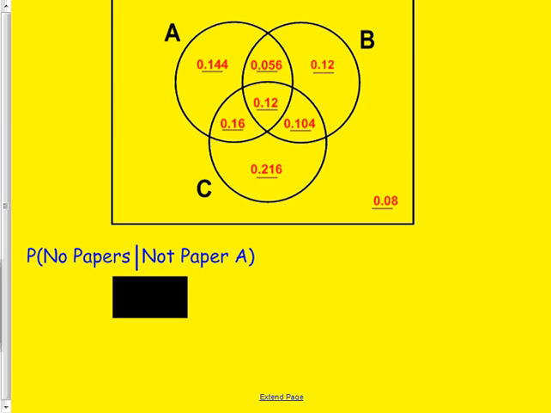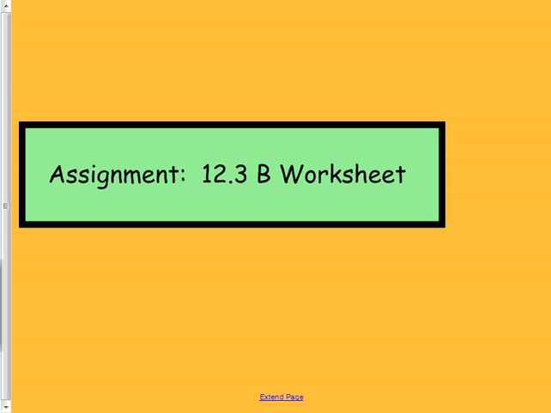At least I stumped you on one of them. At least there's some chance of having difficulty on this. All right, there's your worksheet, 12.3b. Next, did we already grade the homework yet? All right, excellent. Then I'll get those scores from you at the end of the hour.